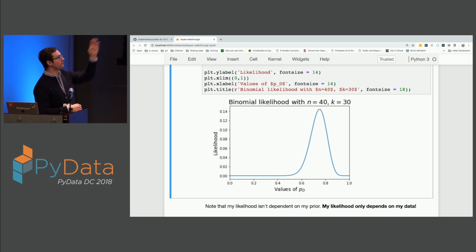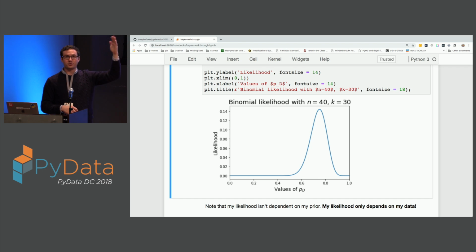So here, if I observed 30 people who said they're going to vote for the Democrat out of 40 total individuals, it makes sense that the peak of this distribution, 30 over 40, is right around 75%. In fact, it's exactly 75%. And so this is the binomial likelihood based on the binomial distribution, which models how likely is it that we observe different probabilities of success given the data that we observe from our survey.